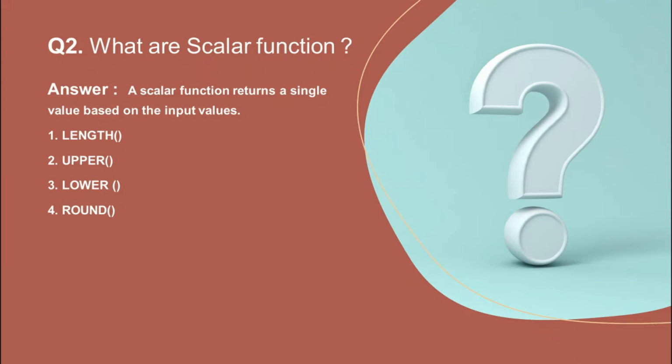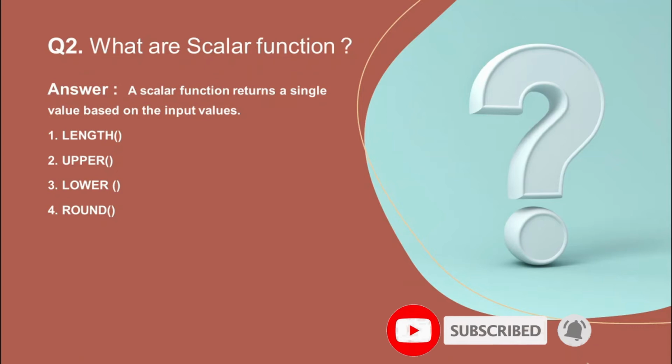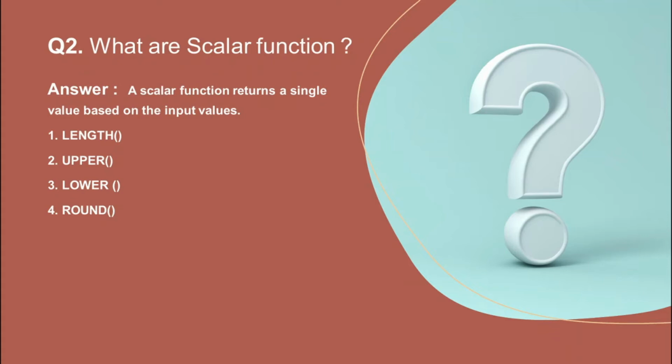They return scalar values, like length, upper, lower, round. So what does length do? If you want to get the length of any word, like ABC, what is the length? 3. If we want this output, we use the length function, which is a scalar function. In the same way, if we have lowercase text and we want uppercase, we use the upper scalar function. Then we have the lower scalar function, then round. If we want to round any number, we use the round function.